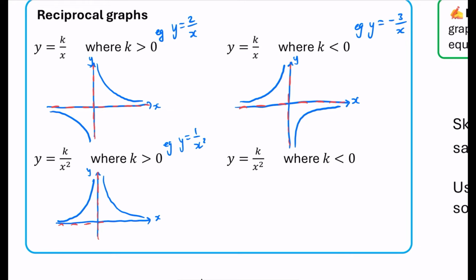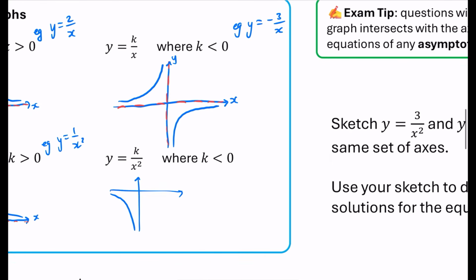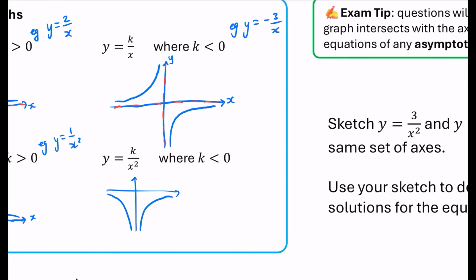And I'm mentioning this because if we do any transformations with these, we may need to move the asymptotes as well. And then our last one that we've got is for this kind of graph, where this time we have k as a negative. So it's going to be the same as the other one, but just flipped down to the bottom like this for our y and x. And of course, these are the asymptotes here and here.